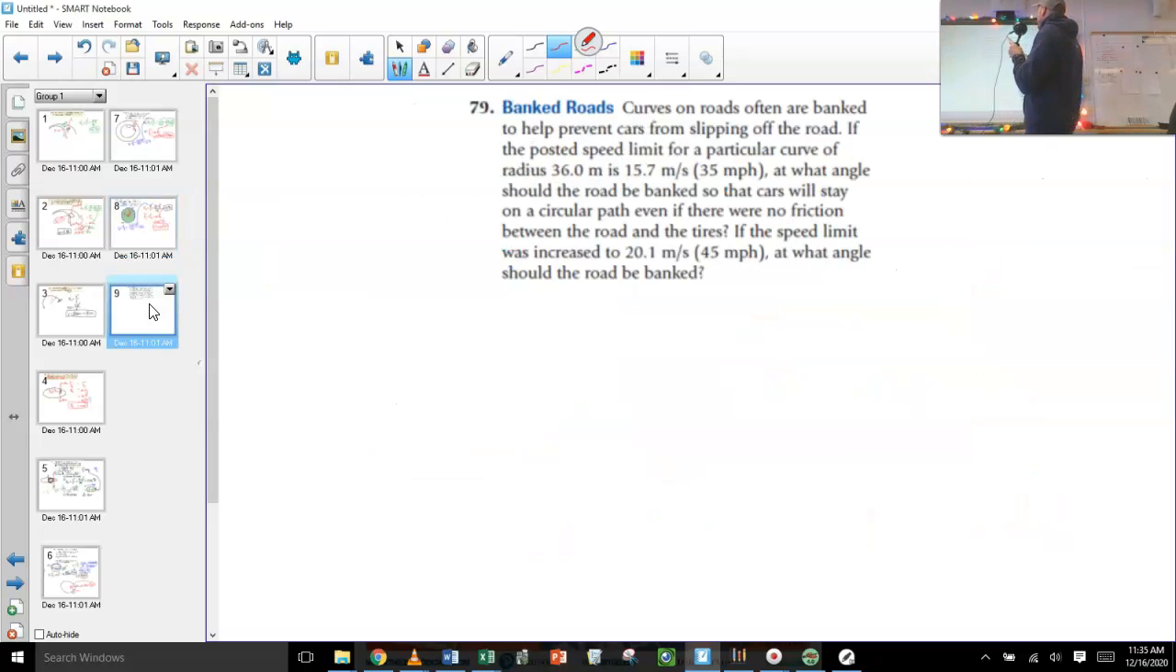And our last problem. Curved roads are often banked to help prevent cars from slipping off the road. If the posted speed limit for a particular curve is given, what angle should the road be banked at so that the cars will stay on a circular path, even if there was no friction? Oh boy.